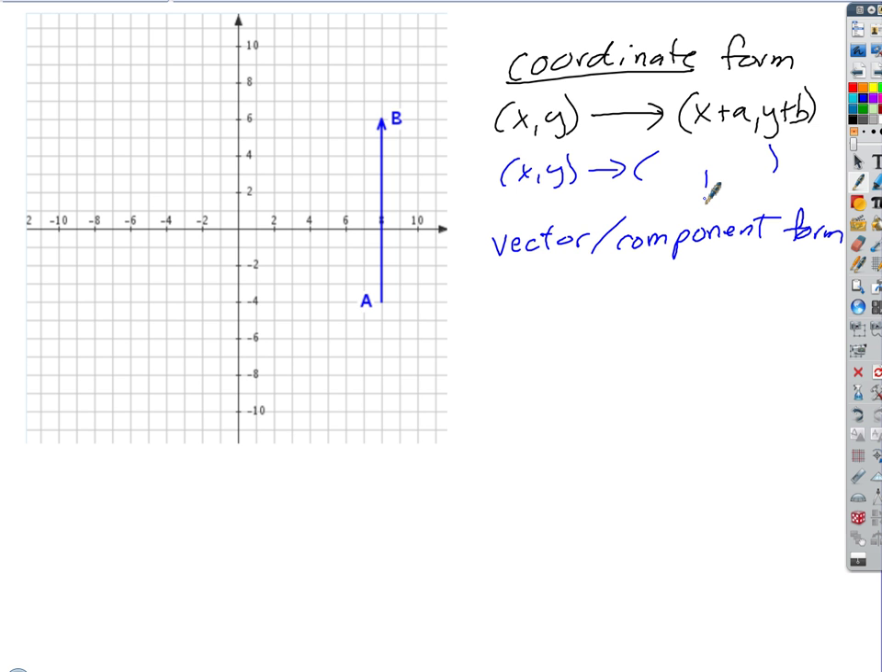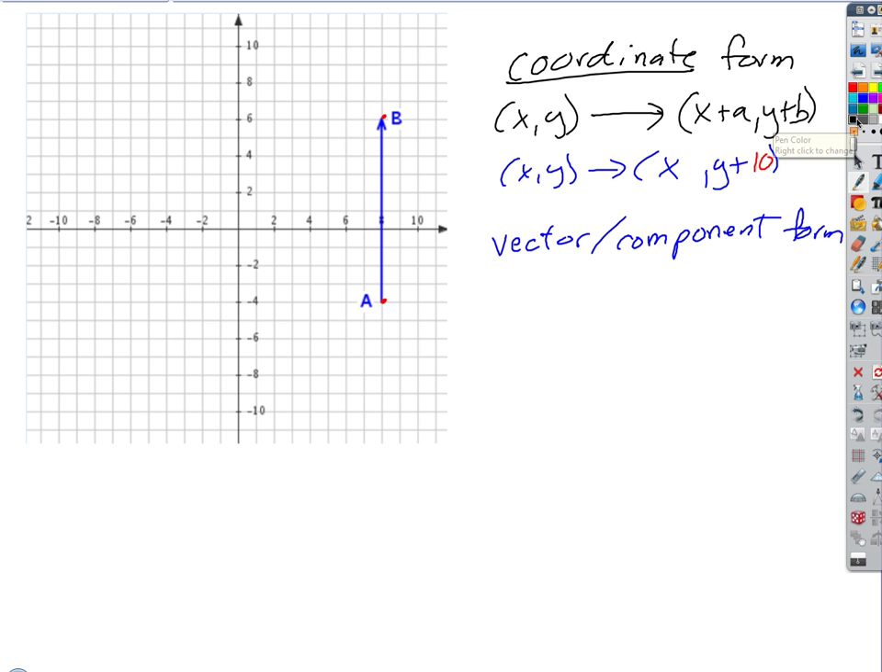(x, y) is transformed to what? So we're starting at that point and ending at that point. Y goes up 10, and what happens to x? It stays the same. So we get x, and the x stays the same, and then the y goes up by 10, right? So how would we write that in vector component form?